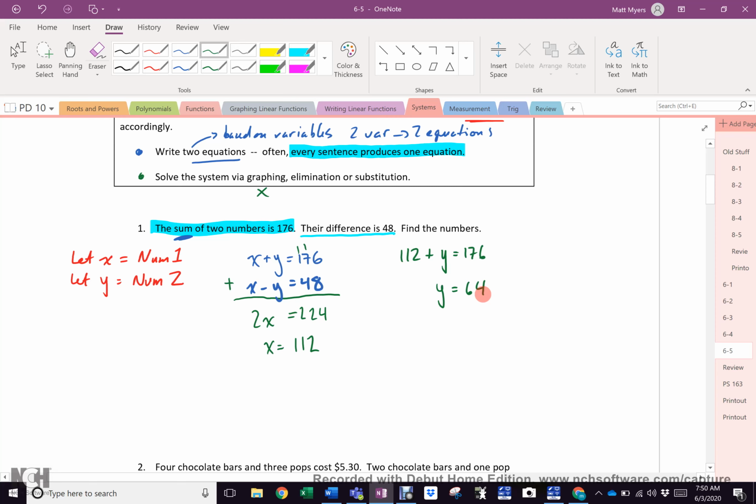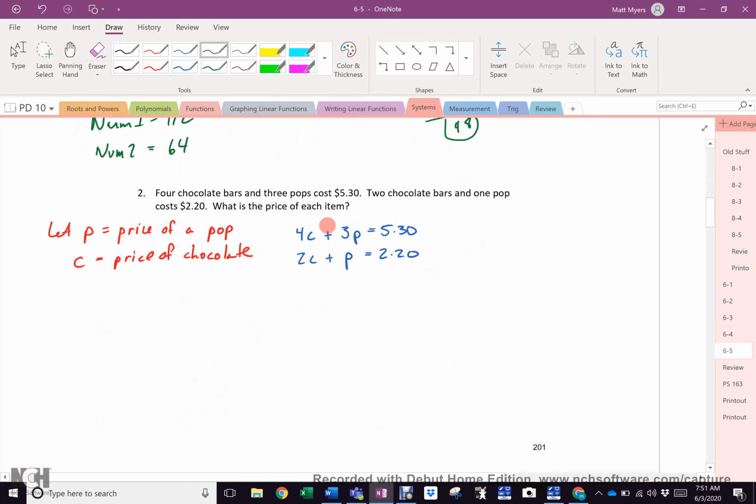And then, of course, I check. Is 112 minus 64 48? 12 minus 4 is 8. 10 minus 6 is 4. 48. And I know I did it right. So, I need a final answer. Number 1 equals 112 because I let x be number 1. And number 2 equals 64.